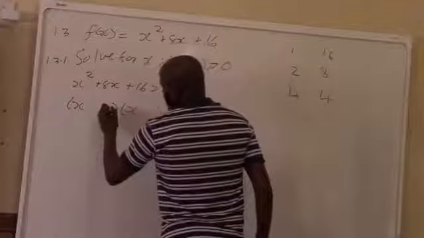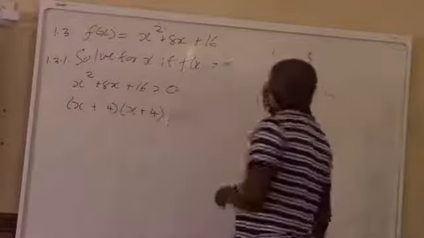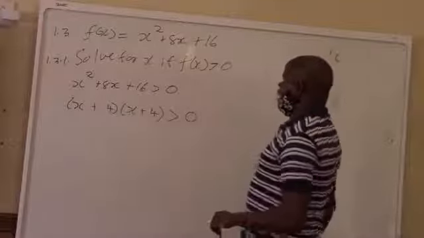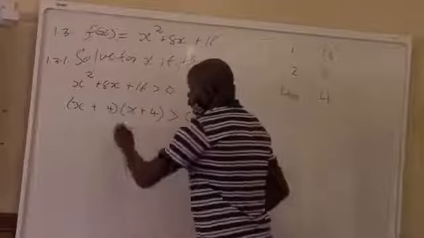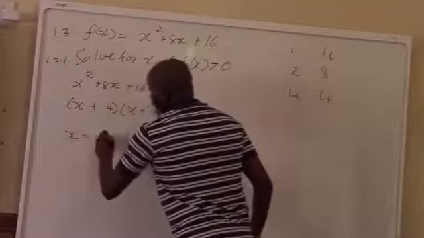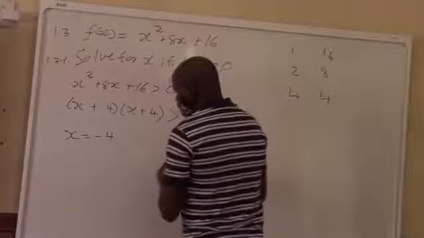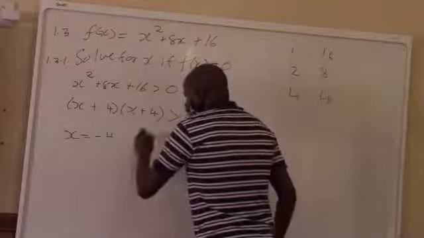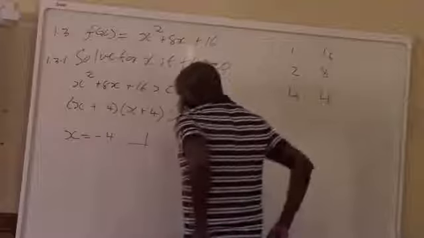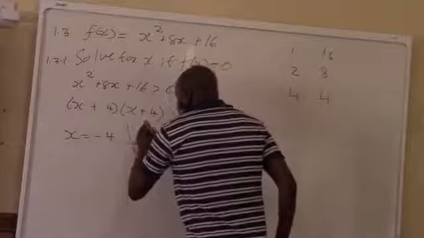So we are having x plus 4 and x plus 4 is greater than 0. So when we have it in that way, it means the critical value is just going to be x equals negative 4. If x equals -4, then we have to substitute this in a rough sketch. So that -4 means that it's where it's gonna turn. Then it's gonna be like that, our rough sketch.